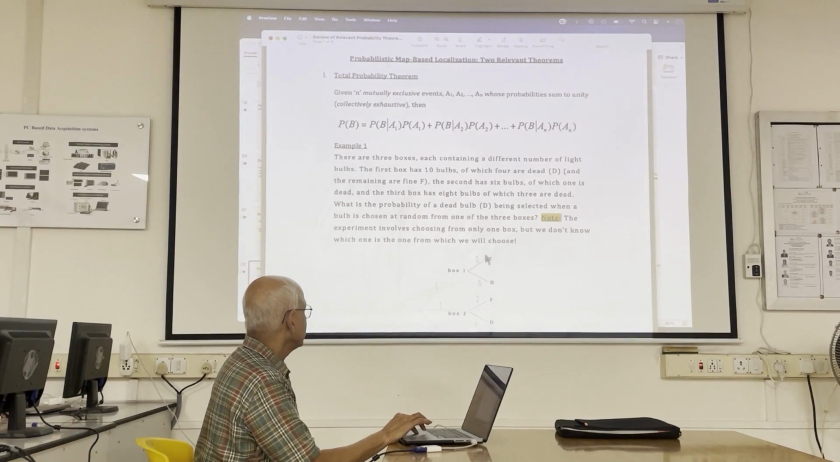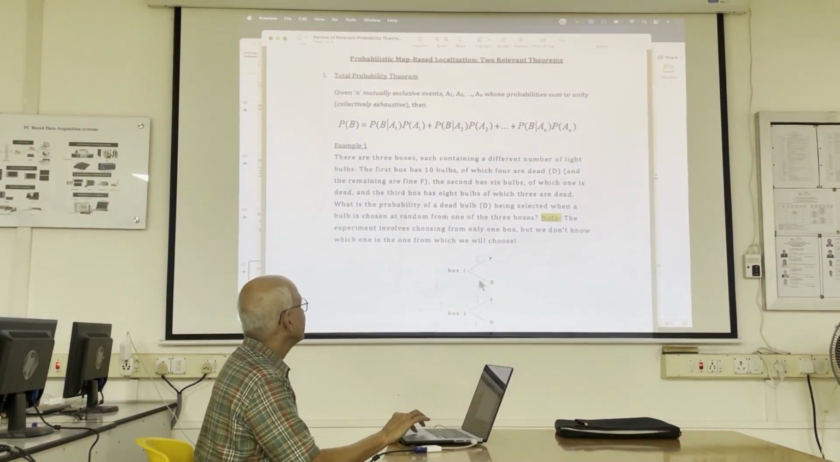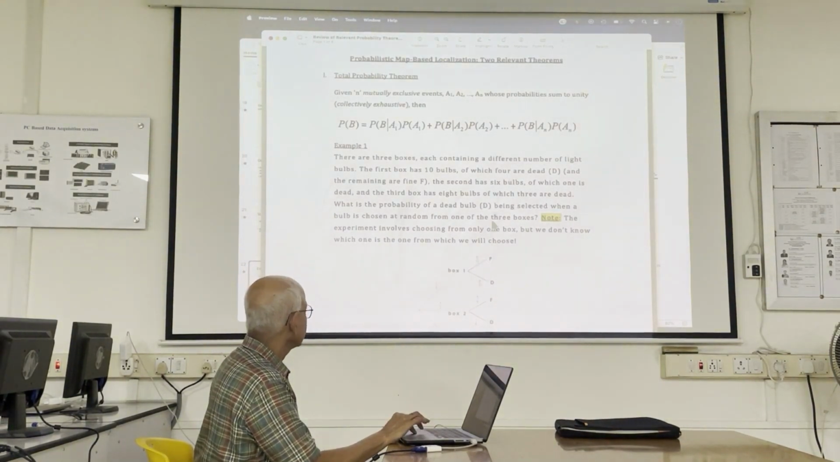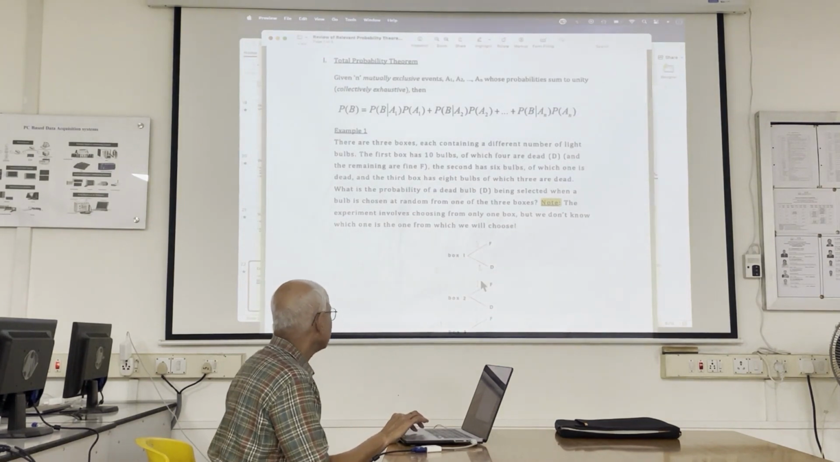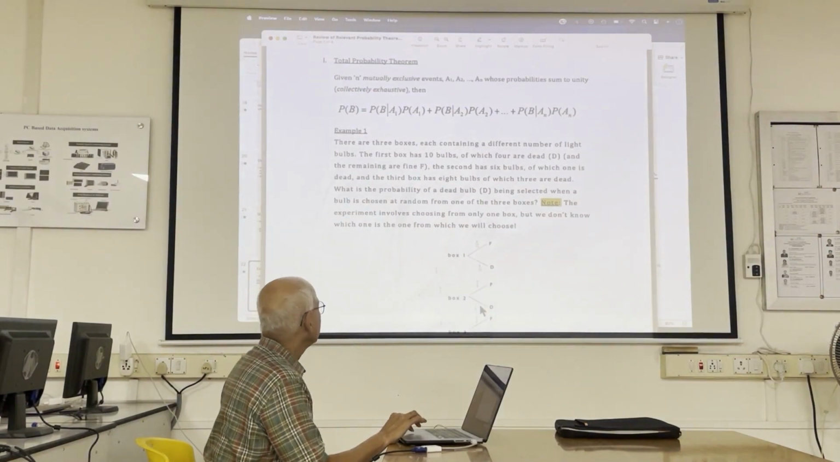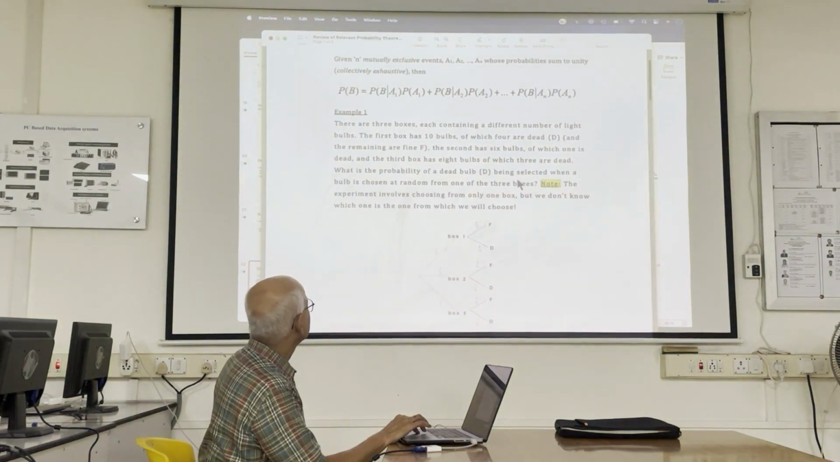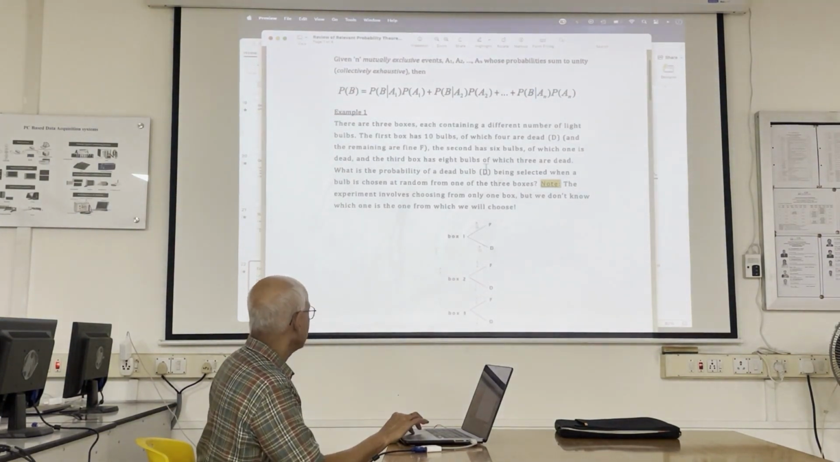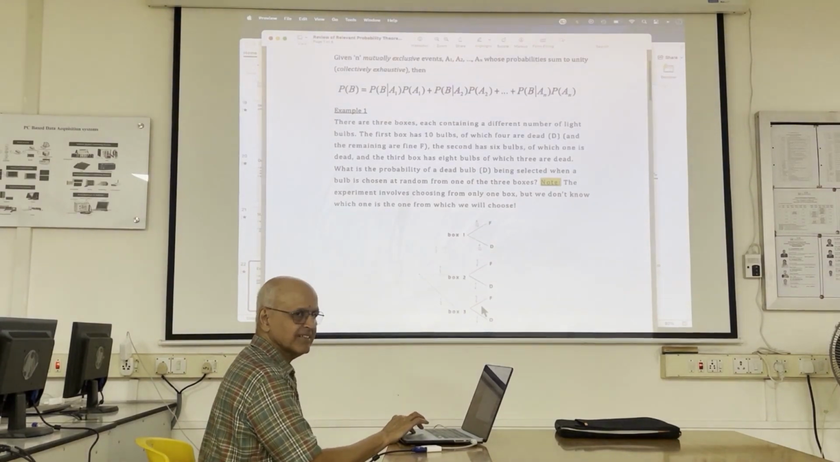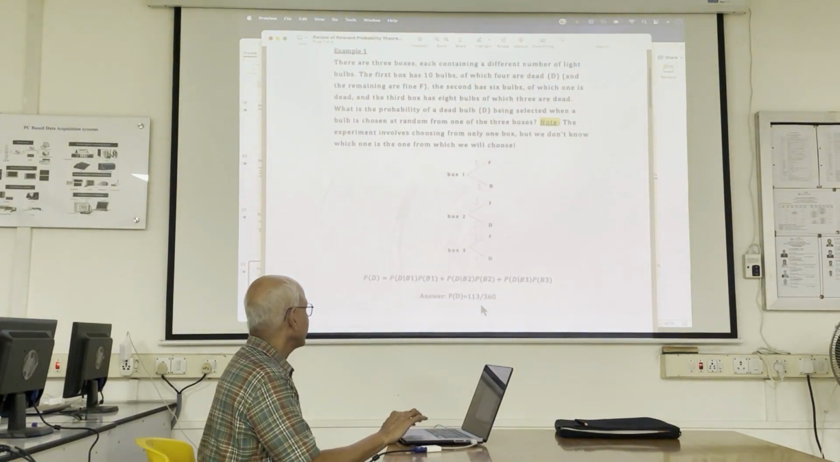Box 1 has 10 bulbs, so 6 and 4, you agree? The second one is 6 bulbs, so I believe 5 and 1. And the third one is 8 bulbs, of which 3 are dead. So 5 and 3. Right. And here's the calculation.